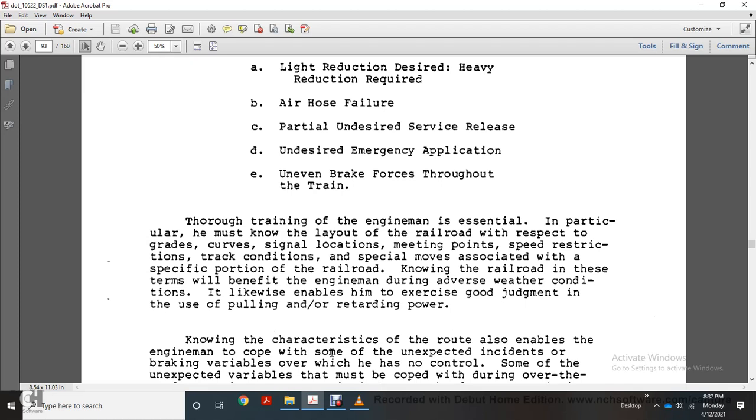Route training with the engine man is essential, particularly with the main must lay out with the railroad to respect the grade, the curve, the signal location, meeting point, speed restriction, track conditions, and special moves associated with a specific portion within the railroad.